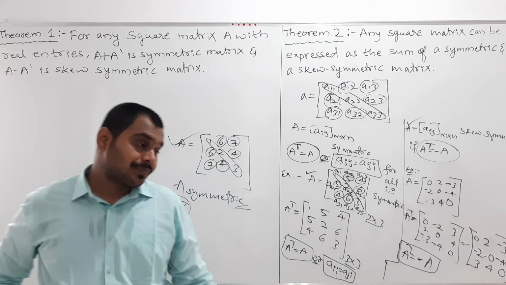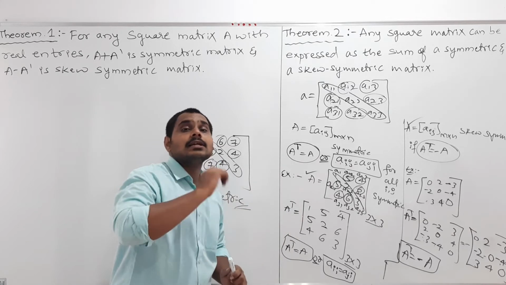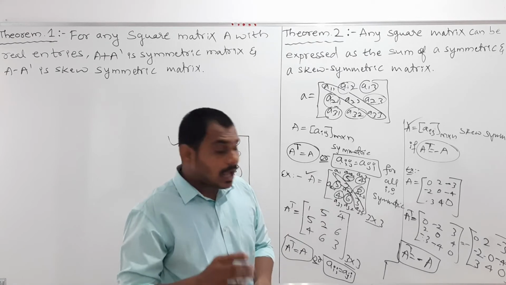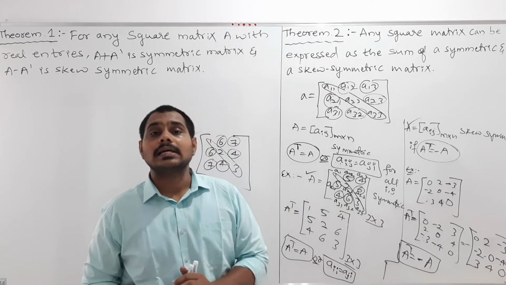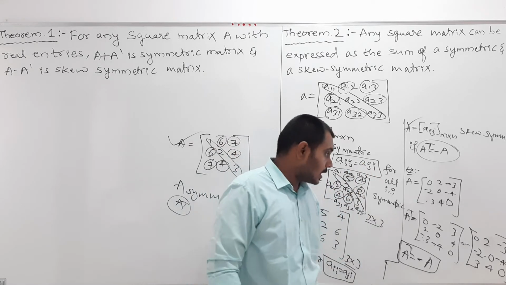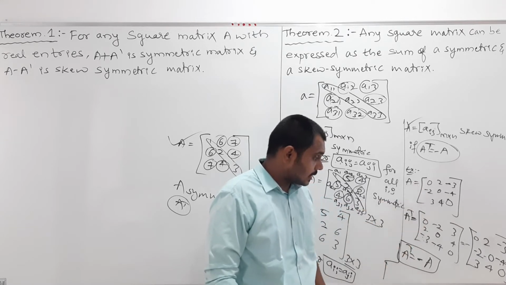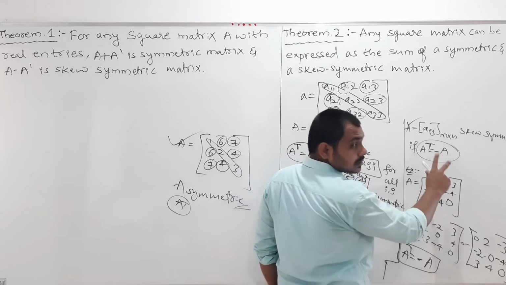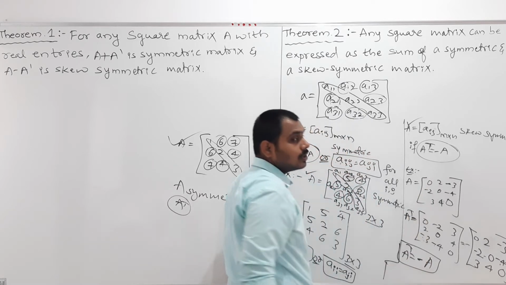I hope you understood. Next, my dear friends, please remember this concept I discussed in the previous videos. In today's class I am discussing how to write an example for a skew symmetric matrix and a symmetric matrix. So this is the symmetric matrix, and this is the skew symmetric matrix, because A transpose is equal to minus A. Clear?